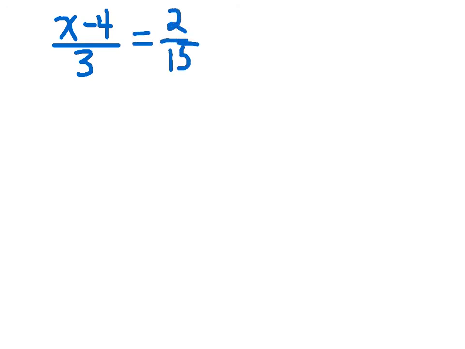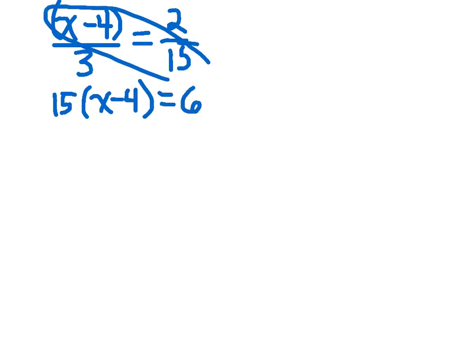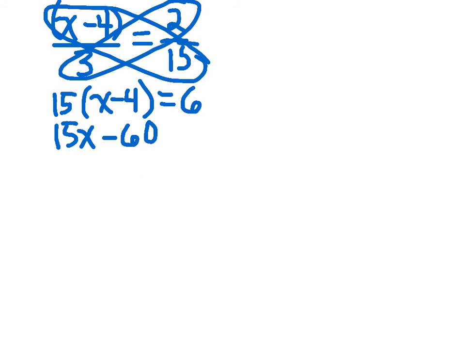Now they get a little bit more complicated, as always happens in algebra, but this principle is exactly the same. x minus 4 over 3 is equal to 2 over 15. I'm still going to cross multiply. Remember, put your polynomials in parentheses. 15 times (x minus 4) is equal to 6. I'm just cross multiplying. So 15x minus 60 is equal to 6.